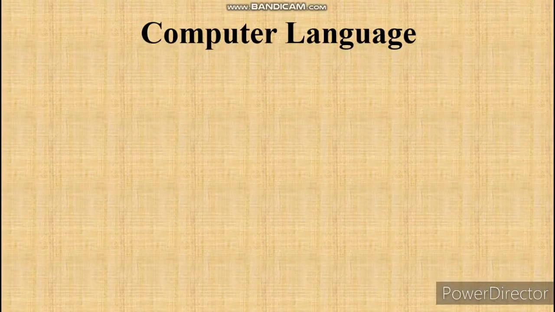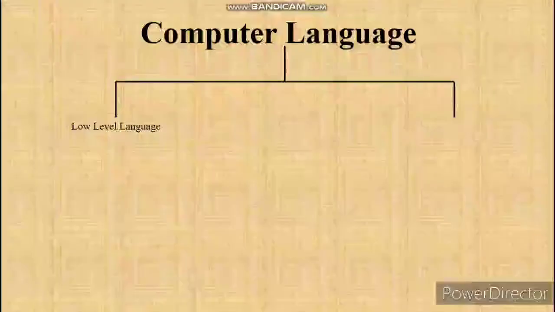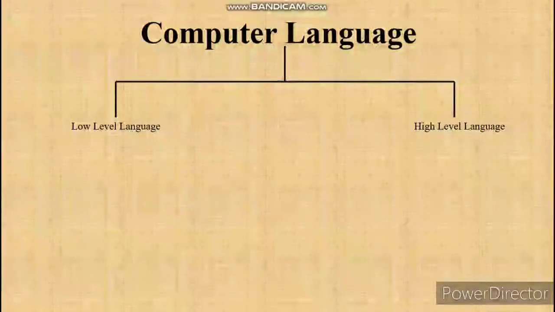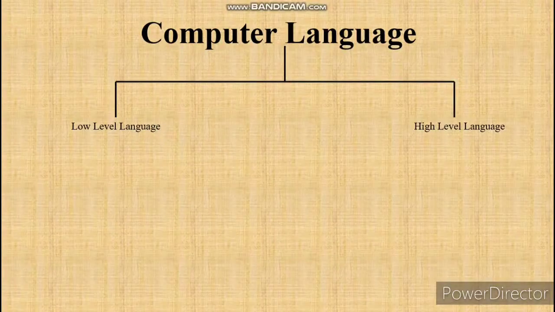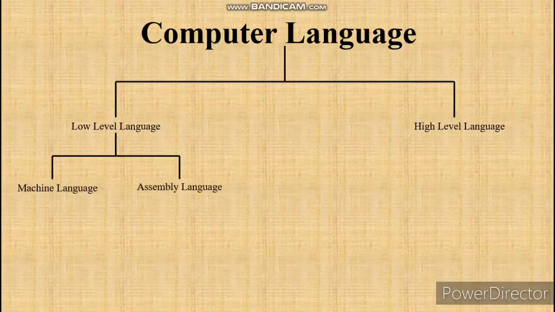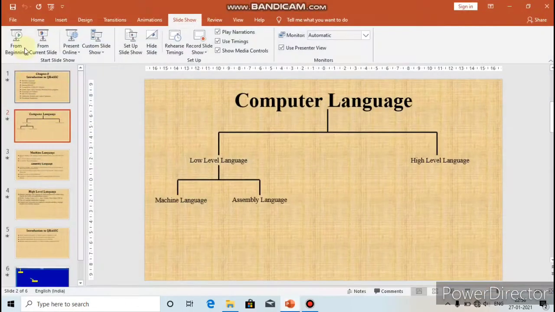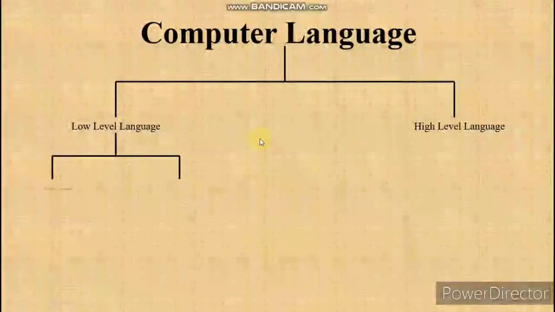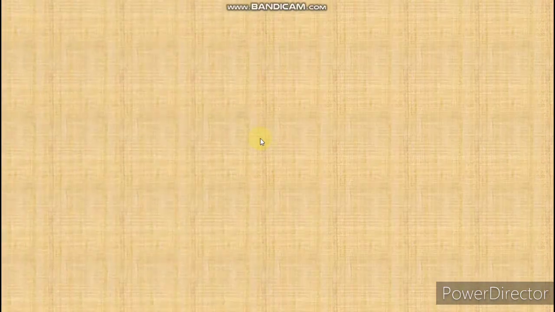Computer languages are broadly classified under two categories. First is low level language and second is high level language. Low level language is further divided into two categories: machine language and assembly language. Let's see one by one. Machine language.